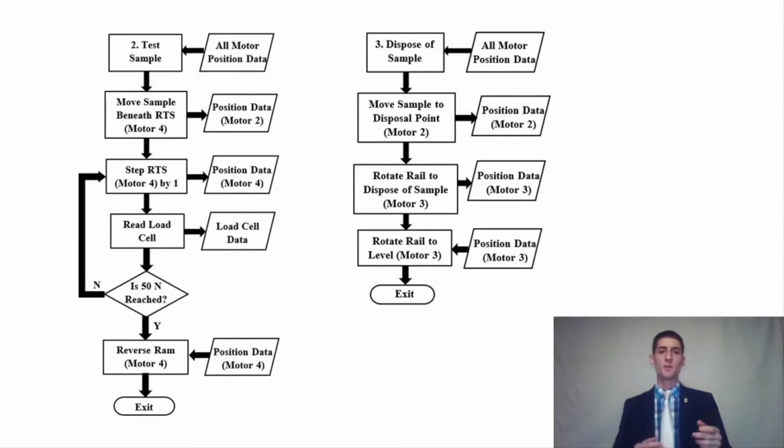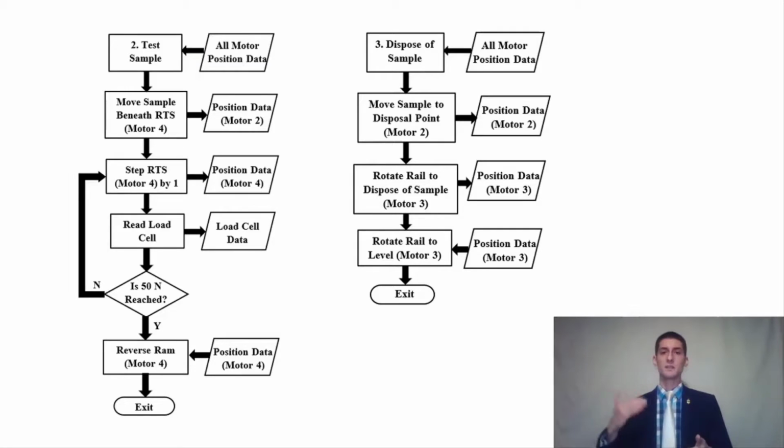Once we're there, we know that the test is complete. We know how far the system has traveled. We know what the force is on it. We can use that information, that useful data, to calculate and extract the scientific information from the sample. After that, we'll simply reverse the RAM, undoing what we've done before using the same position data for that motor, and then we're finished.